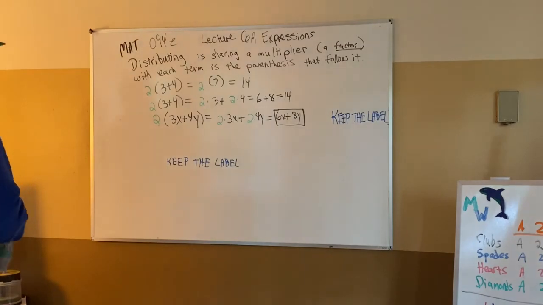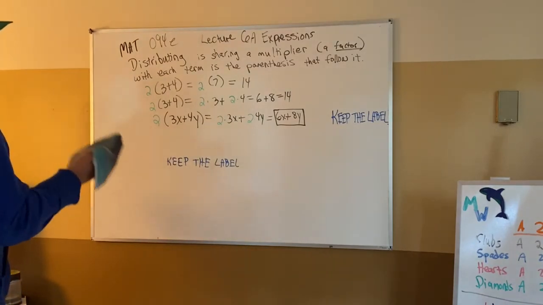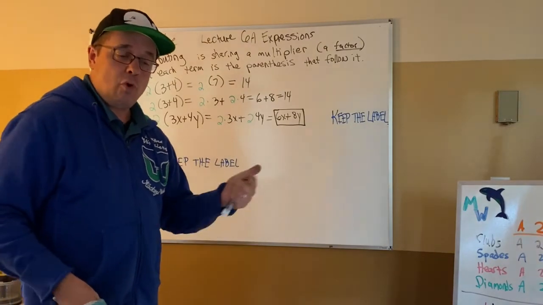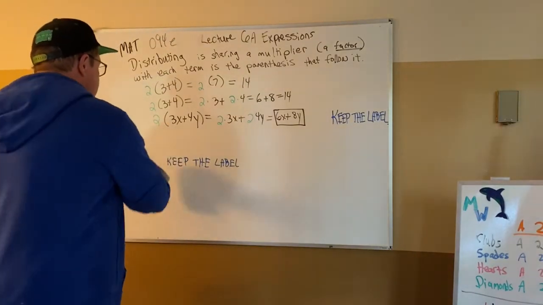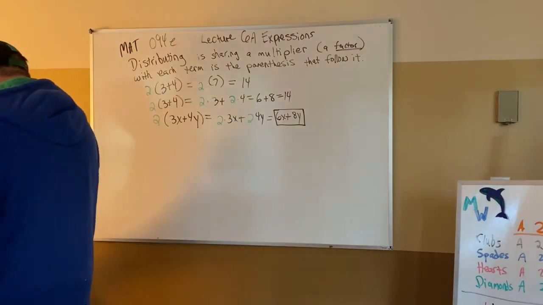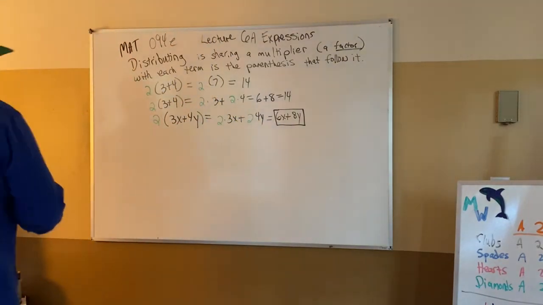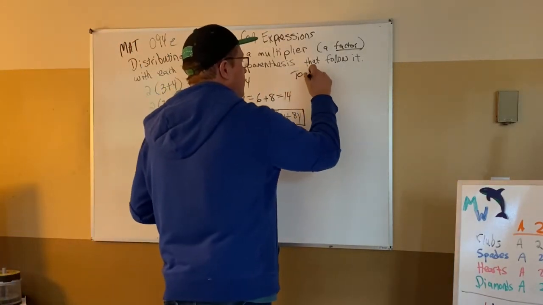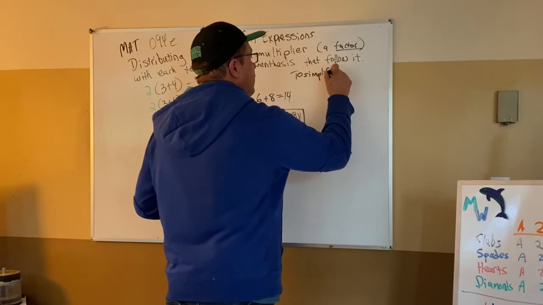So what we're going to look at here is we want to get rid of the parentheses. That could be by combining terms inside to a single term or distributing, but we are going to get rid of the parentheses. It hurts so much to get rid of keep the label, but it's true. What we're going to do is to simplify an expression.